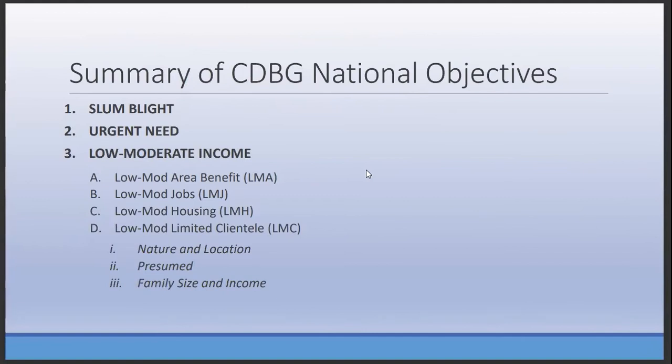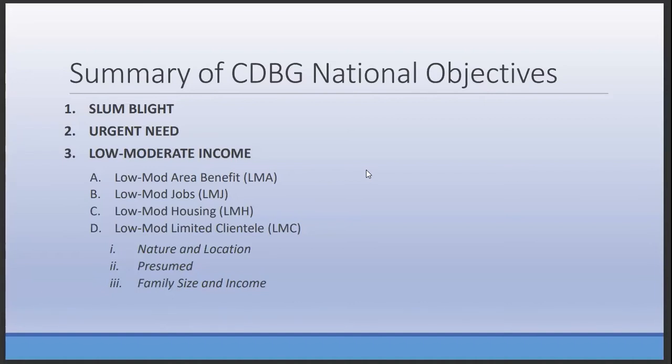Here is a summary of the CDBG national objectives. I covered Slums and Blight, a national objective to address a physically distressed area that is typically blighted through an ordinance or a blight study. Urgent need, a national objective to address emergency situations, has to document that the CDBG funding is an option of last resort. Note that this national objective is not applicable under this RFP.